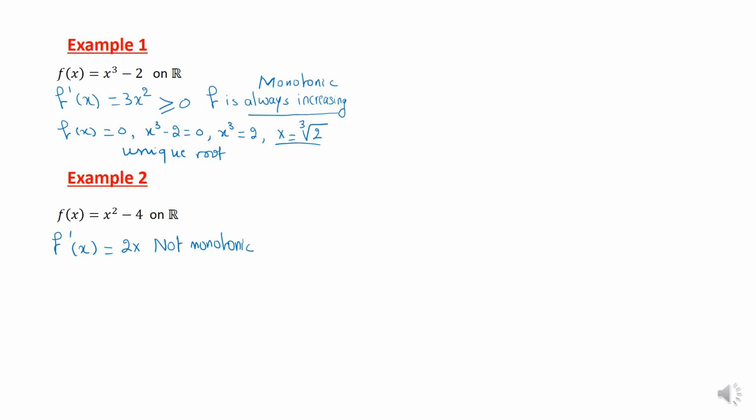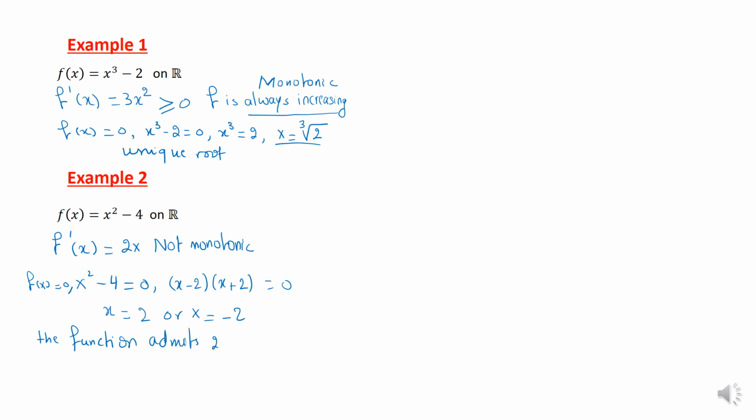If you solve f of x equals 0, so x squared minus 4 is 0, (x minus 2)(x plus 2), this is the factorization of x squared minus 4, is 0, so x is 2 or x is negative 2. The function admits 2 roots. So since the function is not monotonic, it admits more than one root.